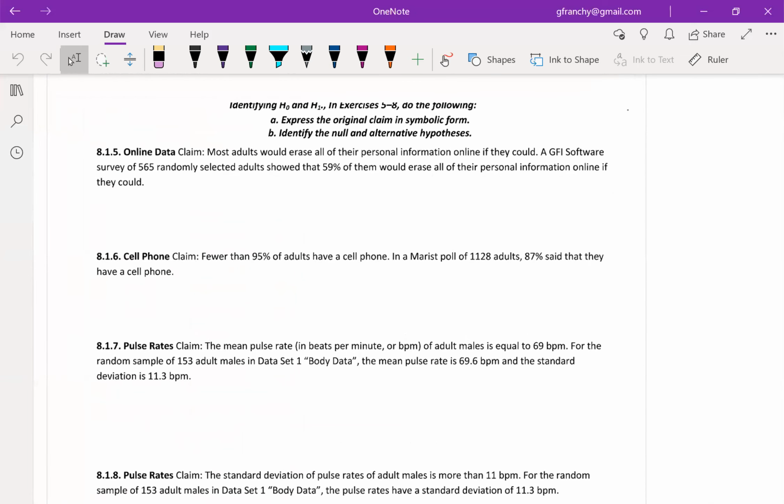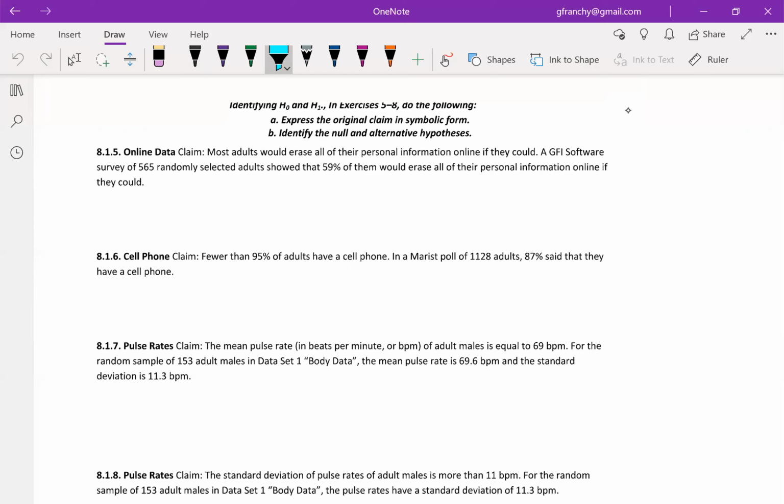And I'm just going to work through the first one here. You do have access to all the rest of them. But when they want us to express the original claim in symbolic form and then identify the null and alternative hypothesis, one of the things to keep in mind is we only care about the claim. Anything that they tell us about the sample, we don't care about yet. We will care about it, but not yet.